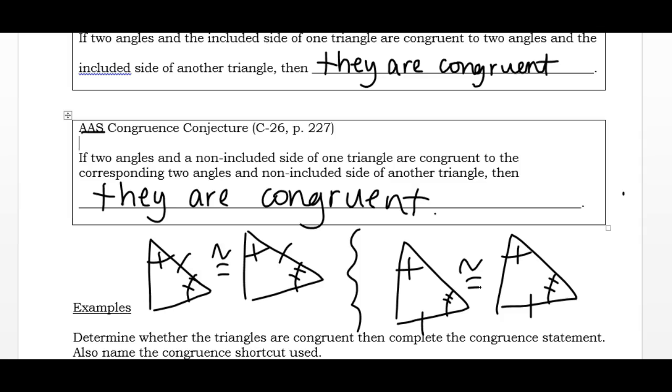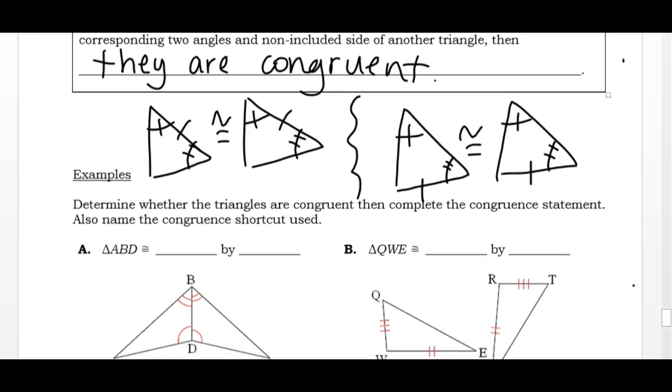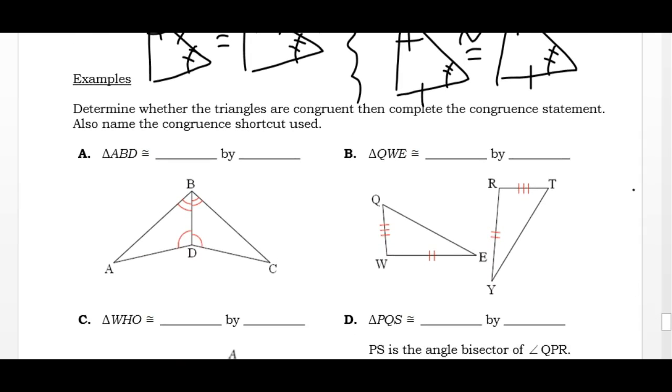On this lesson, you can keep using the two we've already established, side-angle-side, but we're also going to add angle-side-angle, and angle-angle-side to our congruence conjectures. I'm going to summarize those here. Side-side-side is good. Side-angle-side is good. Angle-side-angle is good. And angle-angle-side is good.